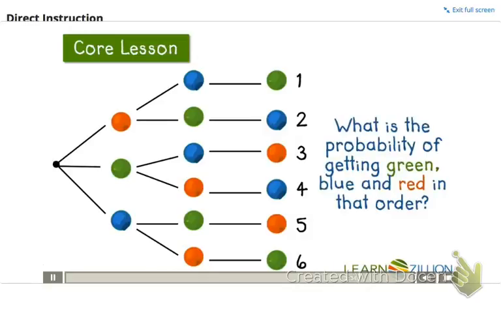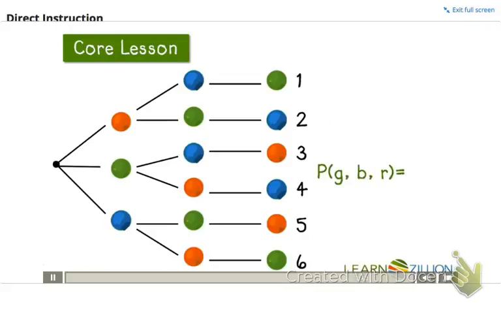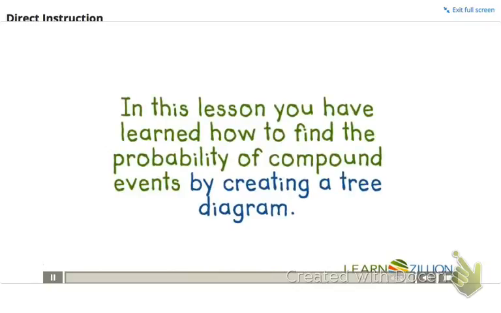The question might ask, what is the probability of getting green, blue, and red marbles in that order from the bag? We would denote that as the probability P of green, blue, and then red. So we're looking for that outcome, and I'm highlighting that one there. This is the only outcome where we get green first, then blue, and then red. So our probability of getting that order would be 1/6, because there were 6 possible ways to pull the marbles from the bag, and one of them resulted in the one that we were looking for. In this lesson, you have learned how to find the probability of compound events by creating a tree diagram.